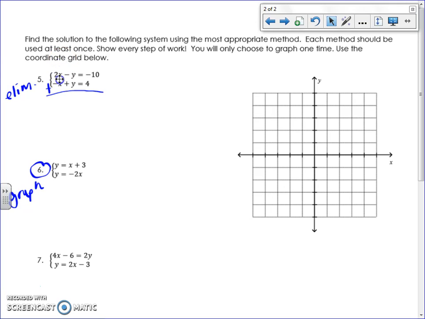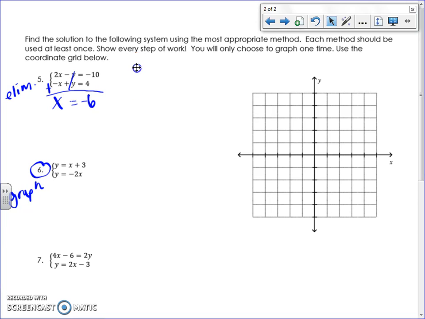All right, so 2x plus a negative x is going to give me a positive x, positive 1x. This negative y and this positive y are going to cancel each other out. And a negative 10 plus 4 is a negative 6. So I found my x.